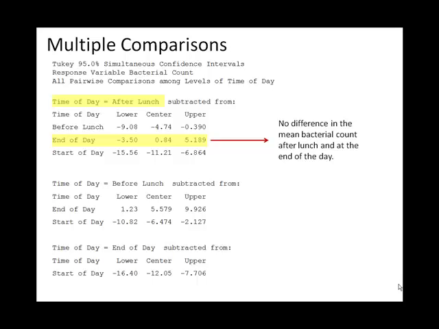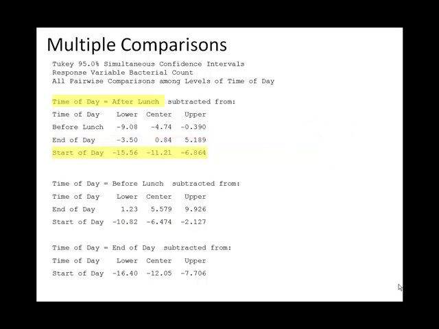Now, if we compare the start of day to after lunch, again for this we see a negative lower limit and a negative upper limit, allowing us to conclude that the mean bacterial count after lunch is greater than the mean at the start of the day. So with those 3 comparisons finished, we need to continue and compare the before lunch time of day to the other 2 remaining time periods. So that's what the second block of your output does.